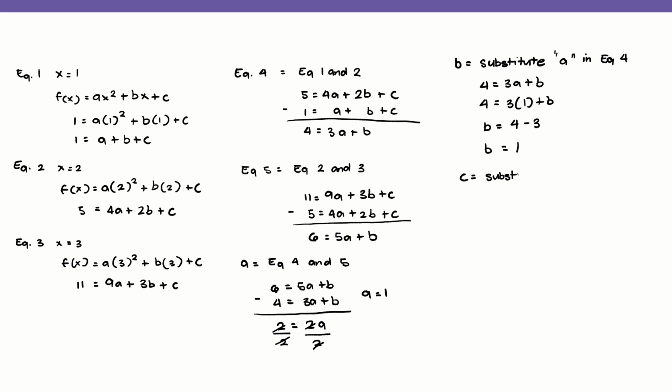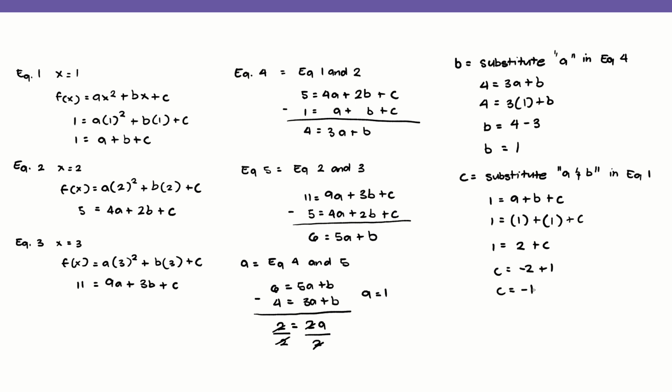To find the value of c, we are going to use any equation from the first three. We are going to use equation 1 and substitute the values of a and b to get the value of c. 1 equals a plus b plus c. 1 equals 1 plus 1 plus c. 1 equals 2 plus c. c equals negative 2 plus 1. c equals negative 1. So the value of our c is negative 1.